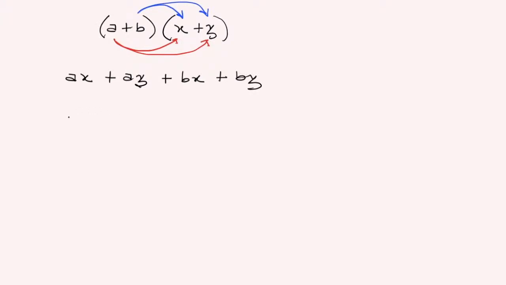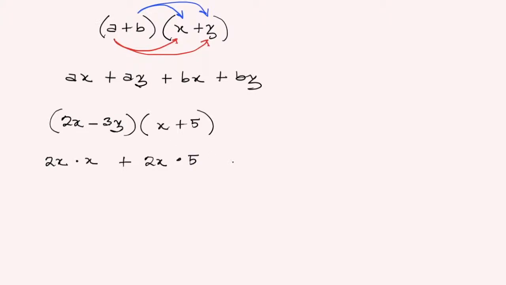Let's solve an example so that it's clearer. If we have 2x minus 3y multiplied by x plus 5. So we have 2x multiplied by x here plus 2x multiplied by 5 plus minus 3y multiplied by x plus minus 3y multiplied by 5.